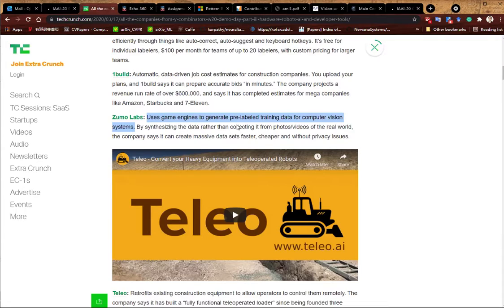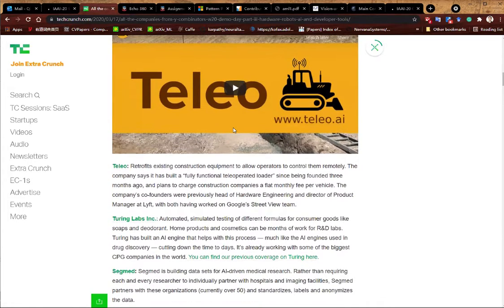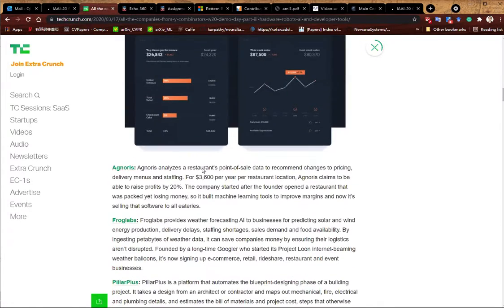So if you can use the game engine, because currently the game is becoming more and more real, to generate more image data, it will be cheap and easy. This startup idea is to use a game engine and machine learning algorithms to automatically generate pre-labeled training data, so you don't need people to label them. It's a great idea.